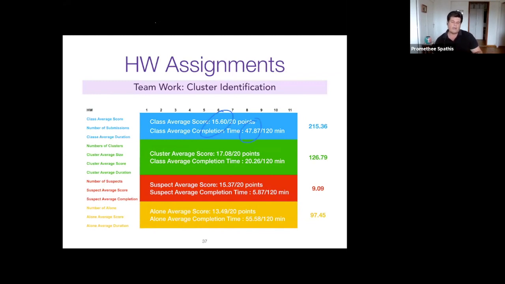Now I look at the clusters that I identified. We can see that the grade of a cluster is better than the average grade, and obviously they only take 20 minutes. Why? Because you remember that in a team you have somebody who used the whole duration of the 2 hours, but some other team members, once they got access to the questions and the answers, work all together and then submit their answers in 2 minutes. Okay. Then we have the suspects, and what was quite reassuring here is the fact that the suspects don't get a grade much better than the average.